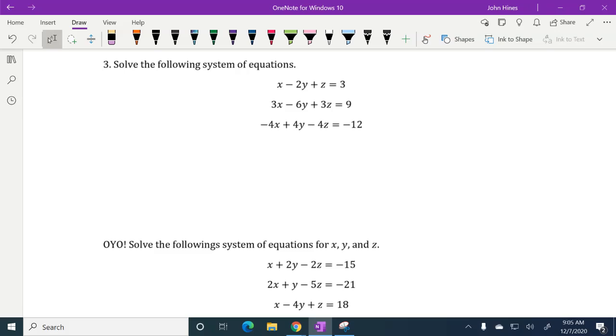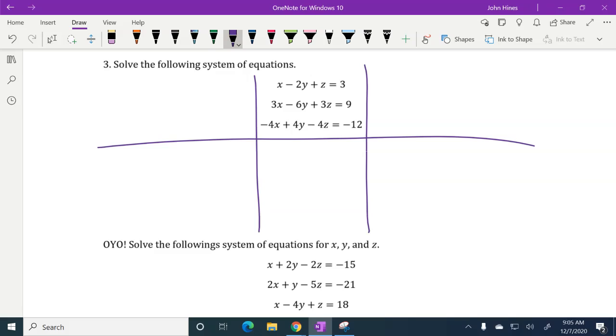All right, let's try this one here. See how we do. Let's get rid of x. I'm going to multiply the top by 4. Again, you don't have to get rid of x. There's other options.